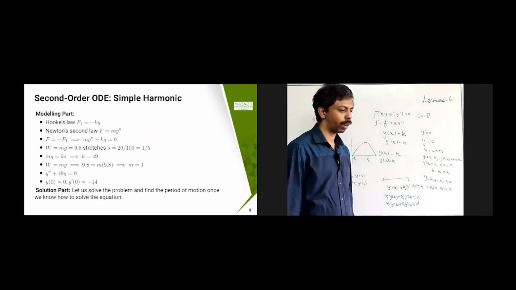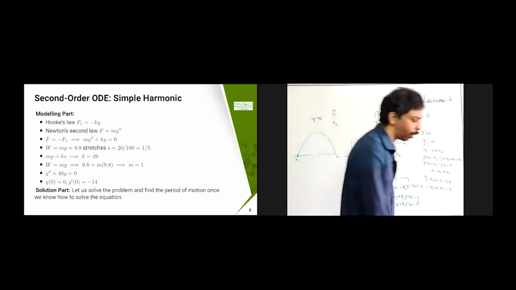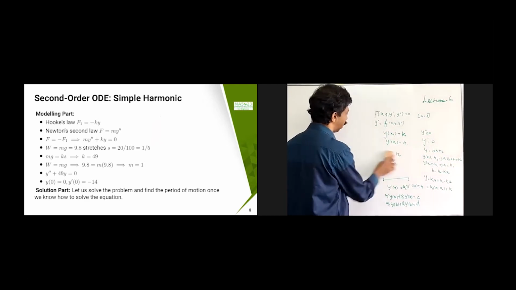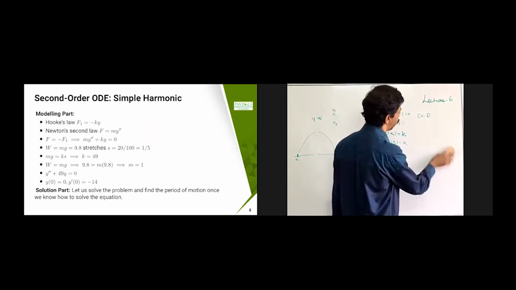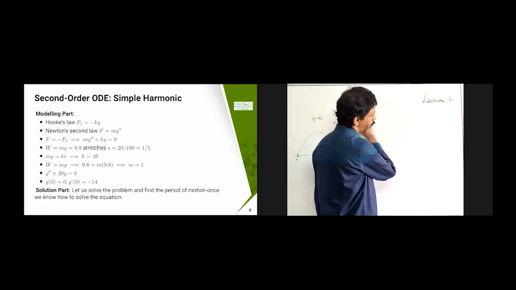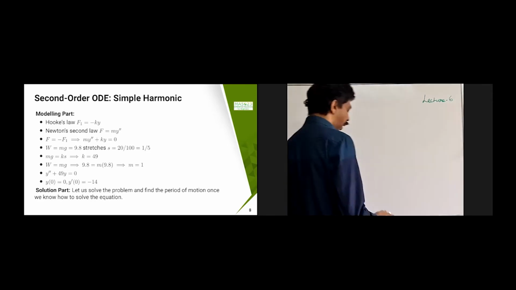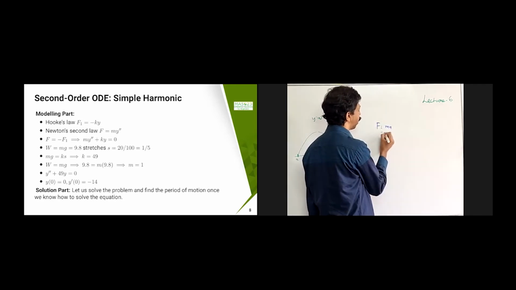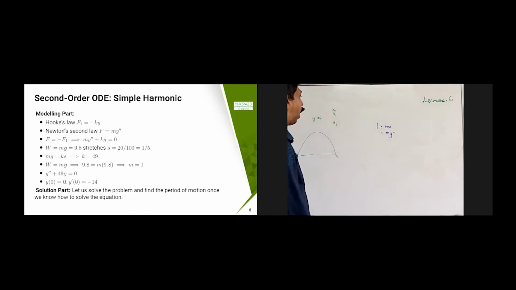For the modeling part, you can use Hooke's law and Newton's second law. According to Newton's second law, force equals mass into acceleration. If I say the position is y of x, then velocity is y dash, and acceleration is the rate of change of velocity. Therefore F equals ma becomes m into y double dash. This is your Newton's second law.